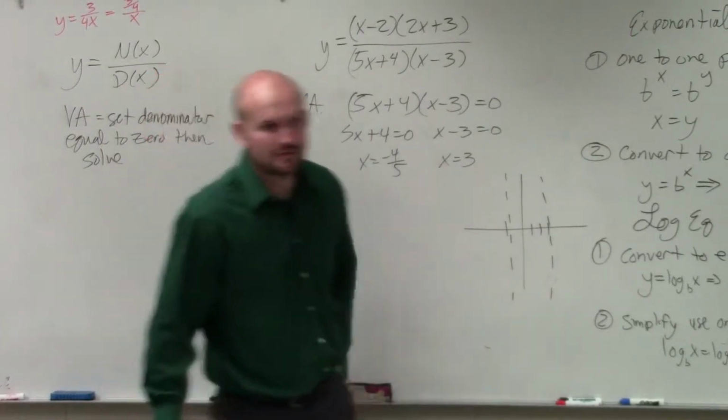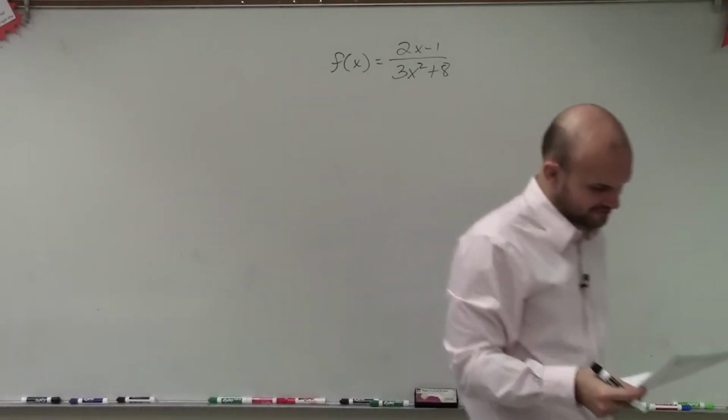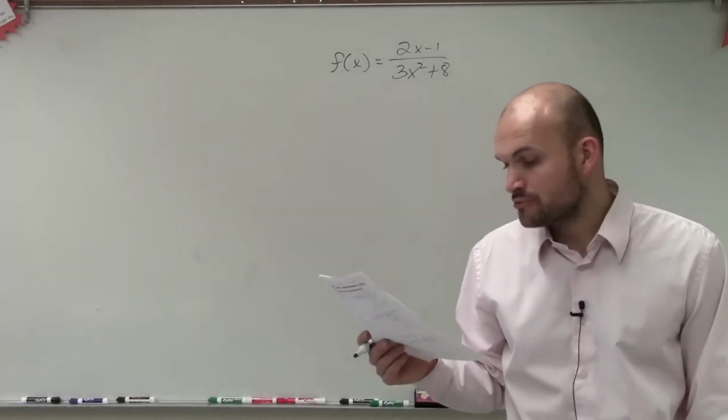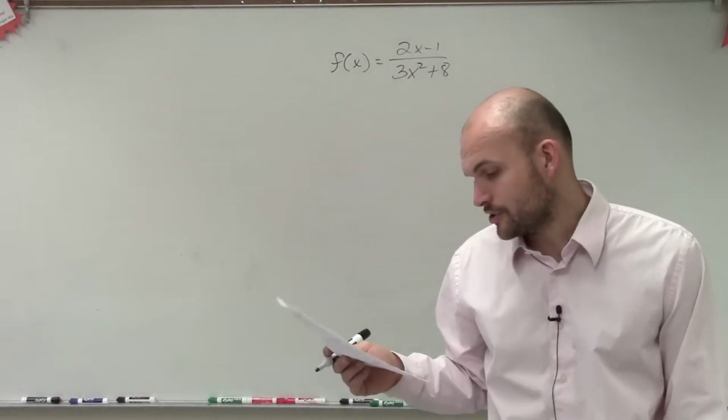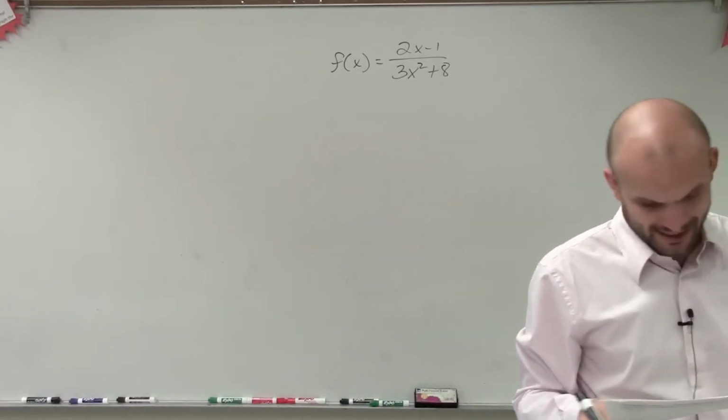But that's all you guys had to do here, is just find the asymptotes. What they're asking us for this one is not to graph it. All they're asking us to do is find the removable discontinuities, non-removable discontinuities, our vertical asymptote or horizontal asymptote, our domain, and our range.